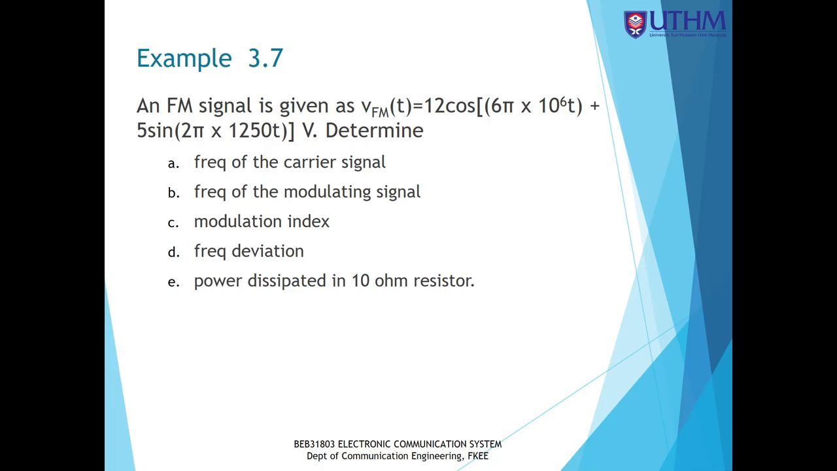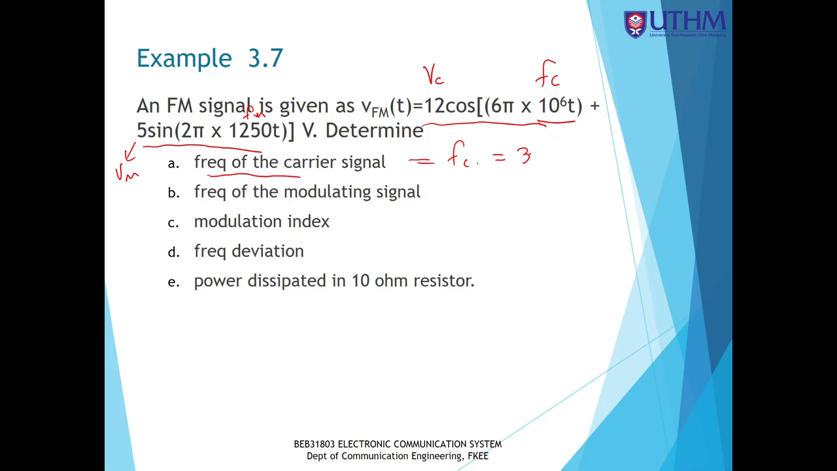Okay. So, an FM signal is given as VFM equal to 12 cos(6 pi times 10 power of 6 t plus 5 sin(2 pi 1250 t)) volt. Okay. So, from here, you can see that this is Vc, this is fc, this is beta f, this is fm. So straight away we can find the answer. So here is the frequency of the carrier. The frequency of the carrier is this one. So you need to divide with 2 pi.